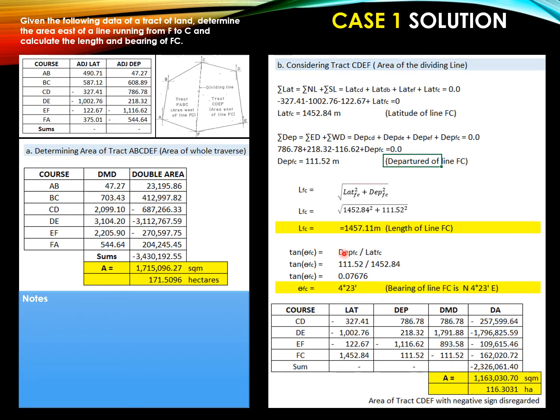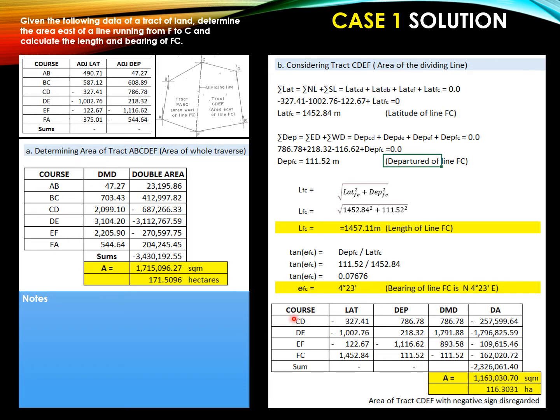If the departure is positive, departure here is positive, so it means east direction. And then the latitude is also positive. That's why the direction is north. So the bearing of line FC is north 4 degrees 23 minutes east.